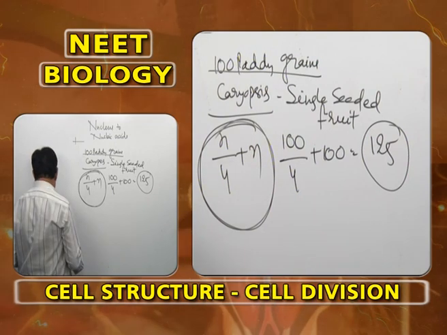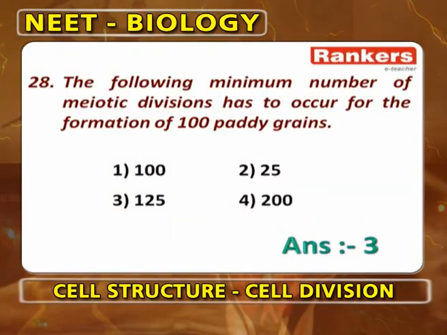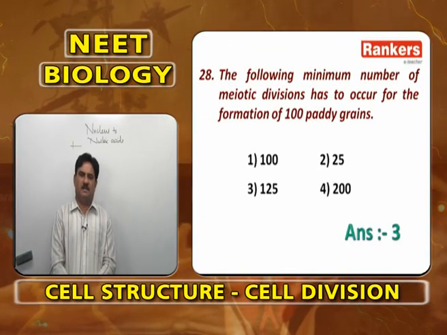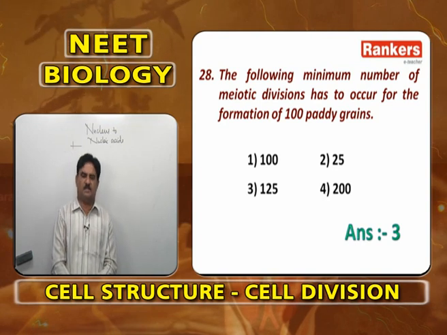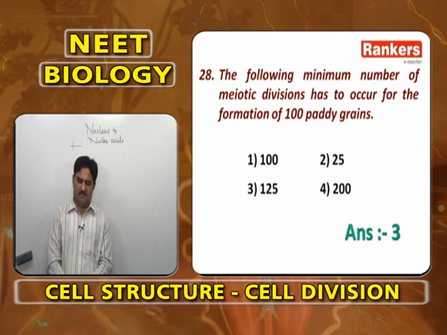So, the answer: how many meiotic divisions are required to produce 100 paddy grains? Here, for 100 paddy grains, we have to think about the caryopsis fruit. Caryopsis fruit is single seeded. So, the question can be asked as how many meiotic divisions are required for the formation of 100 seeds. Just to confuse, 100 paddy grains is given. So, 100 by 4 plus 100, 125 is the answer.